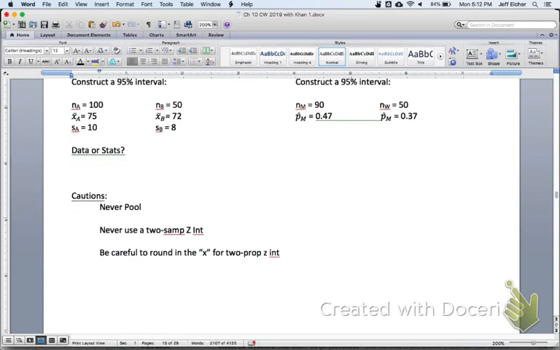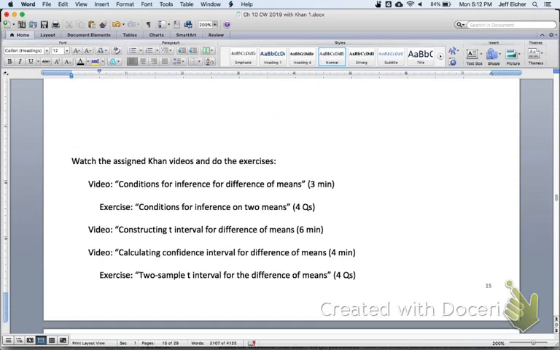But anyway, the rest of class, I would like you to learn a little bit more about this confidence interval for a difference of means. You'll be watching a 3-minute video with Chromebooks if you'd like. That is on the conditions. You'll do some practice problems on the conditions. Then you'll watch constructing a t-interval for means, and that's kind of what I showed you, and then calculating a confidence interval for the difference of means. So that's 10 minutes of videos, and then lastly you have this exercise, 4 questions, and I would recommend doing that exercise both with the formula and with the calculator shortcut that I showed you.